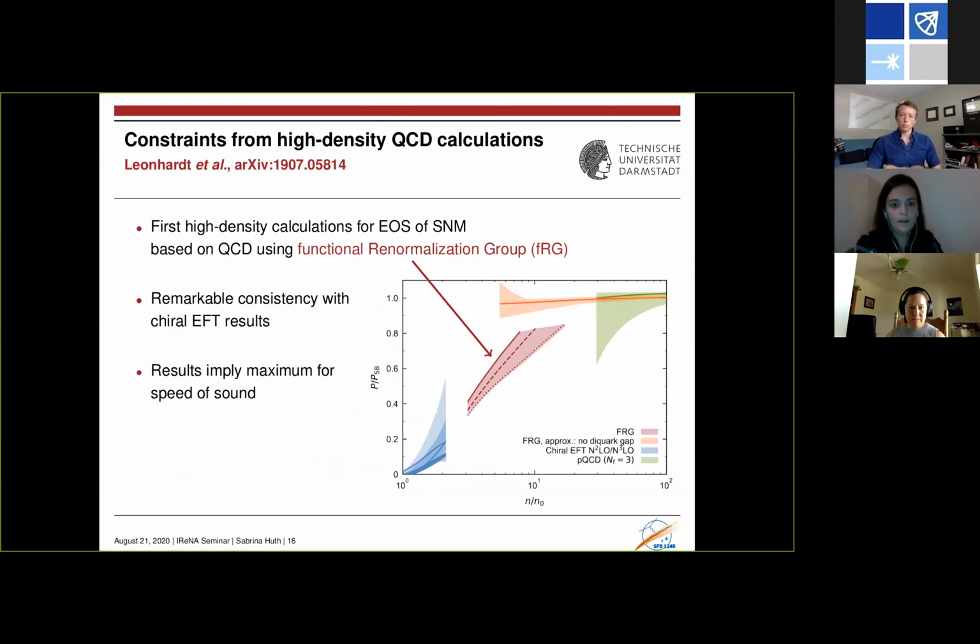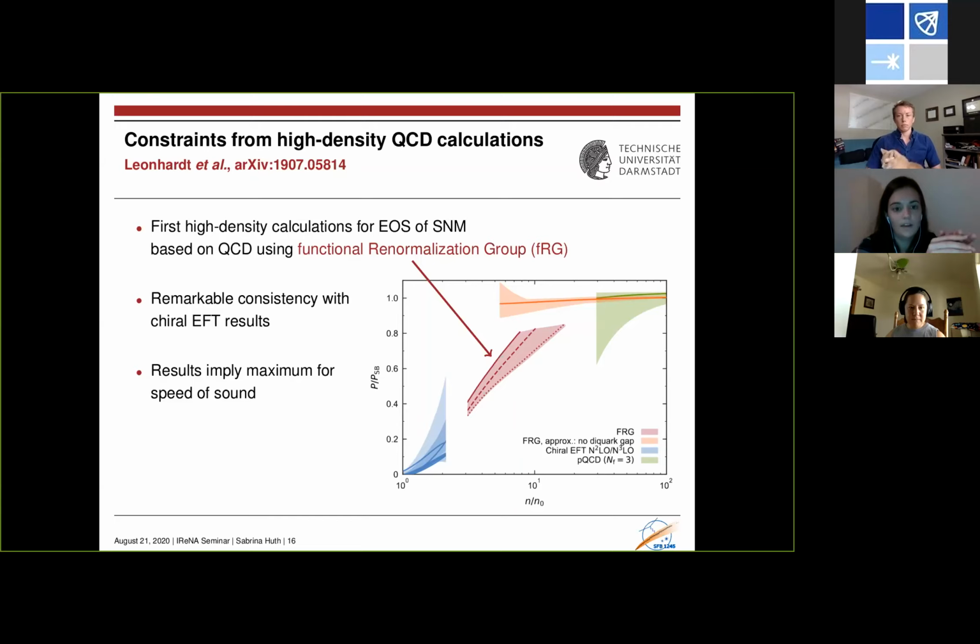Okay, then as I mentioned before, we have two other parameters that we fit to the pressure at a few times saturation density for pure neutron matter and symmetric nuclear matter. And in order to set these fit points, or the ranges to which we want to fit the pressure, we have here another study by Leonhardt et al., who calculated for the first time the equation of state of symmetric nuclear matter at intermediate densities from first principles.